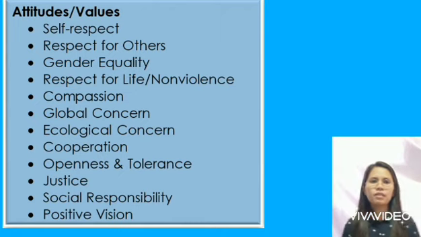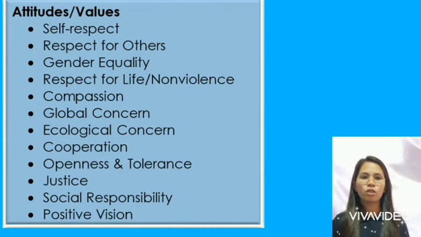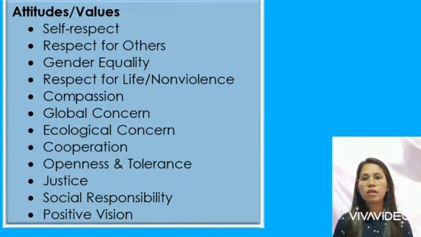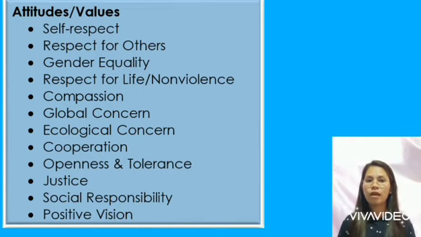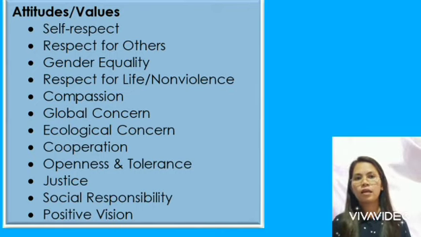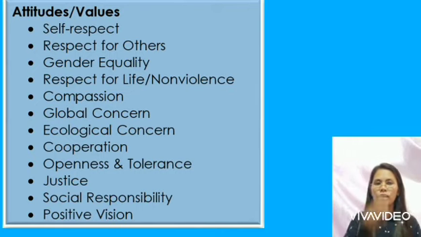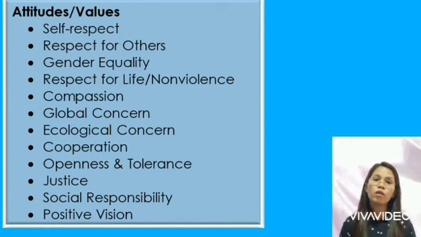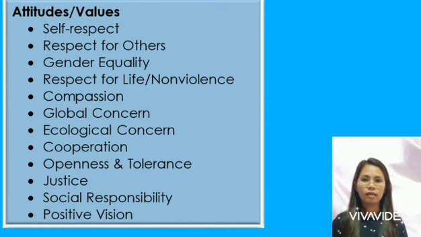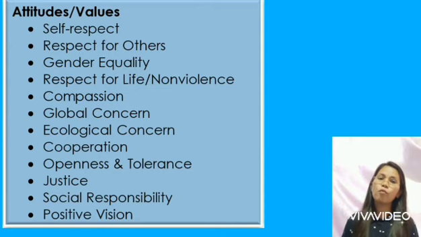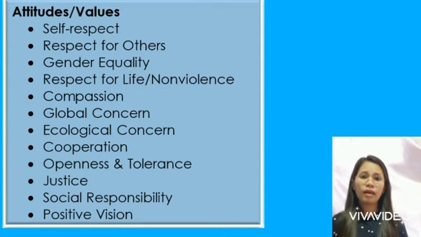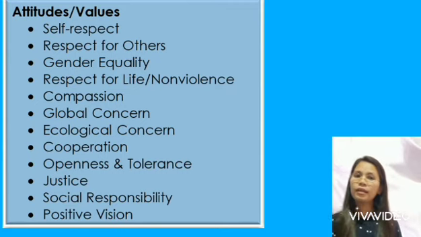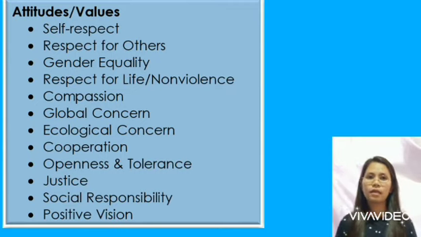Okay. Now, number 7, ecological concern. Caring for the natural environment, preference for sustainable living, and a simple lifestyle. That is ecological concern. Okay, number 8, cooperation. Cooperation is the valuing of cooperative processes and the principle of working together toward the pursuit of common goals. Now, number 9, openness, tolerance.